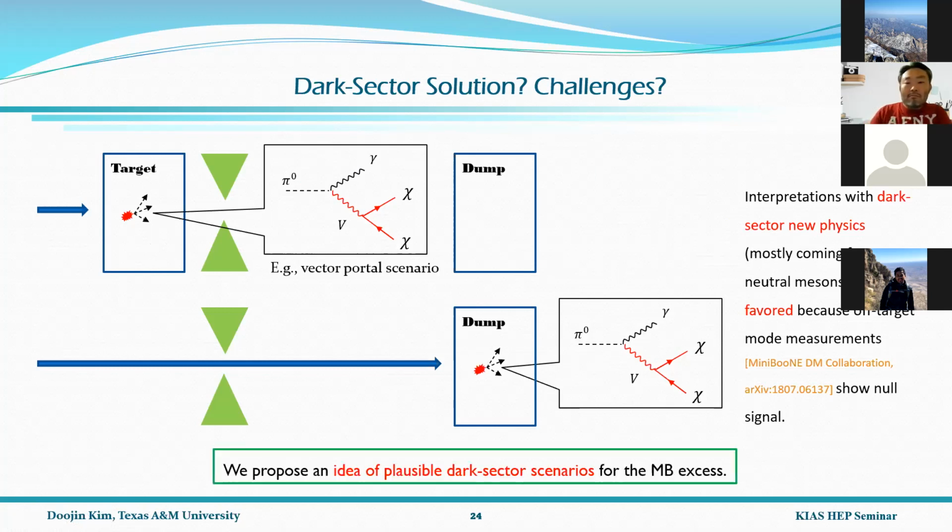Despite this major challenge, we realize that dark sector scenarios can get around this tension and be good solutions to the excess using this charged meson decay channel. So let's see how that works out more closely.